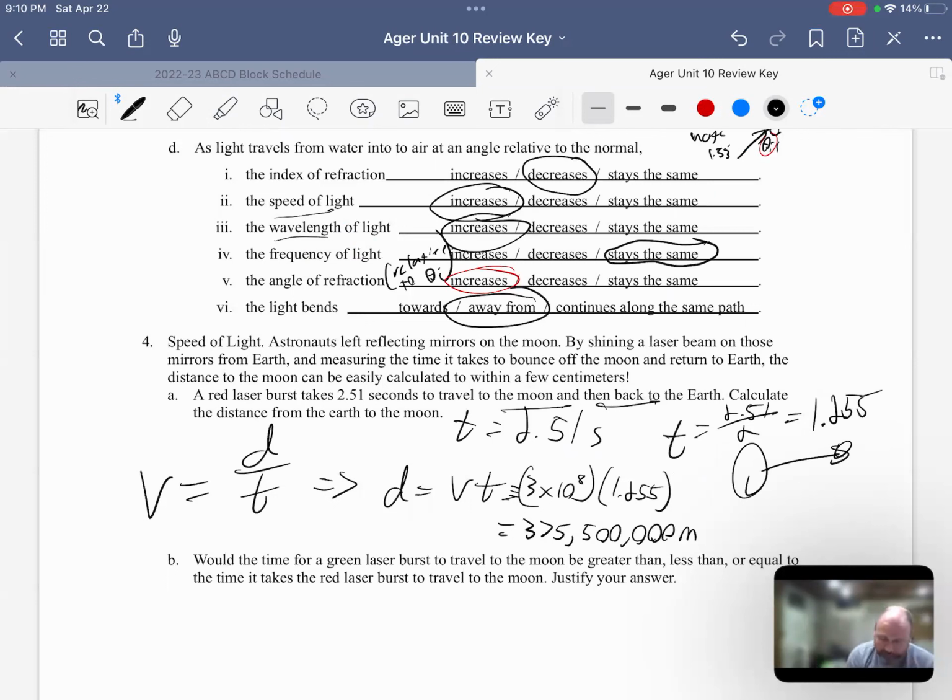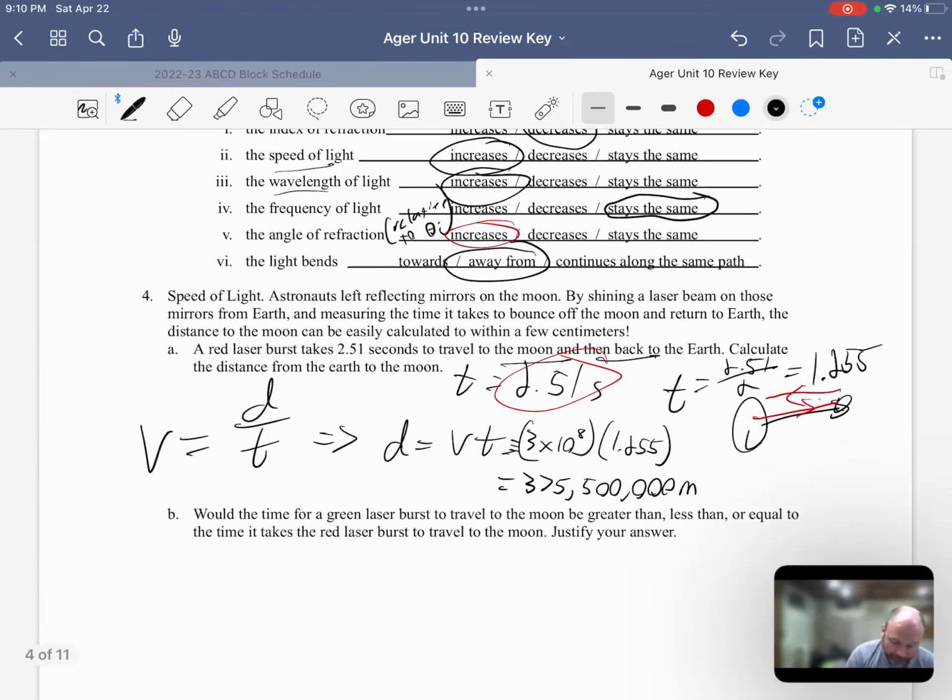Again, you can split it in half. Another way to do it would be to find the total distance using the 2.51 seconds and then just divide that distance by 2, because that would be there and back, right? So the 2.51 is there and back, but we only need half that. So if you calculate it with 2.51, you need to divide that in half, and you'll get the same number there.